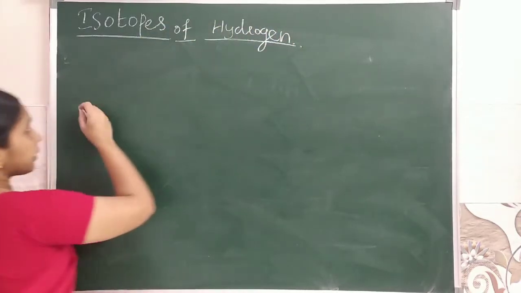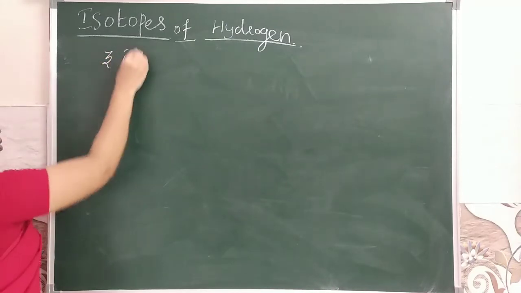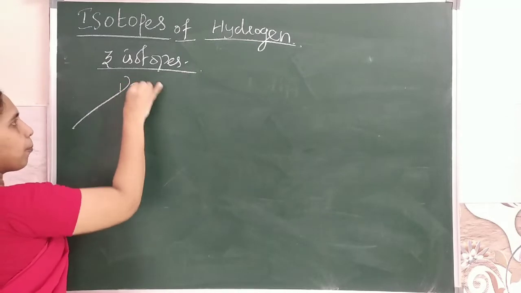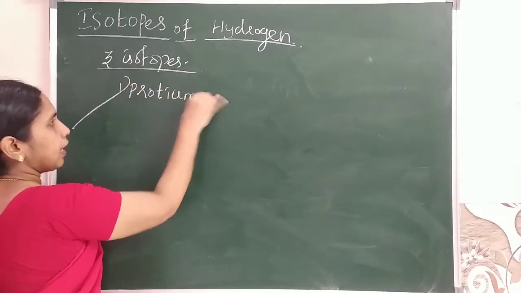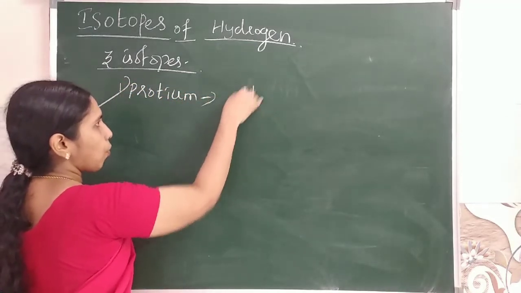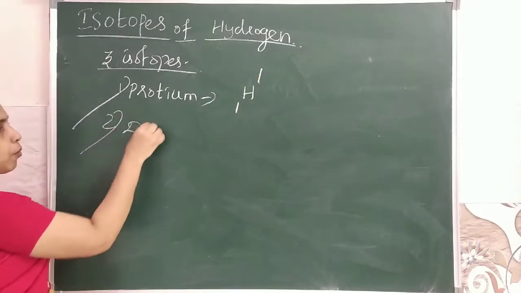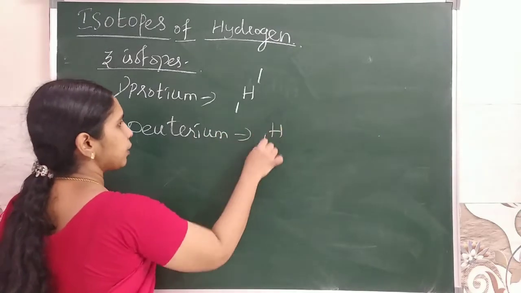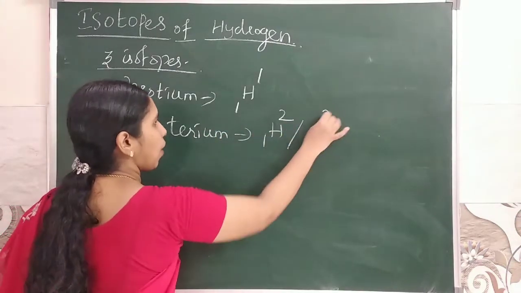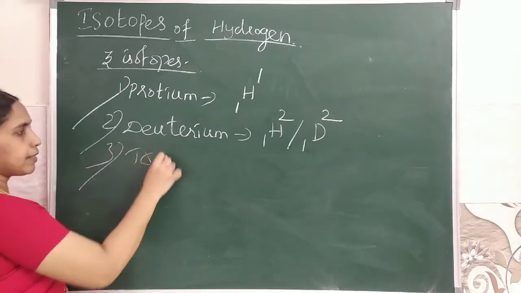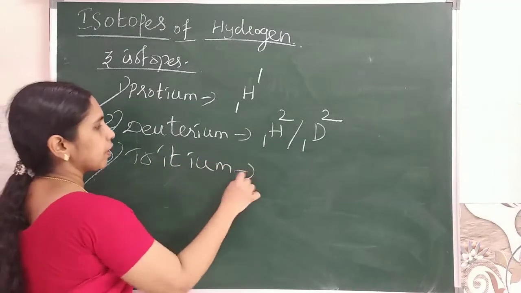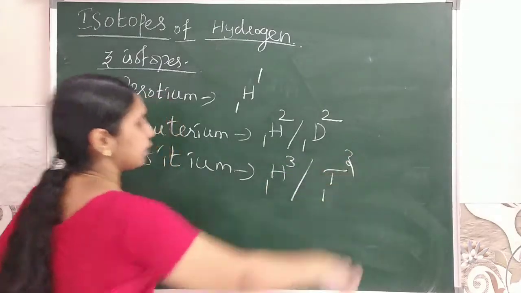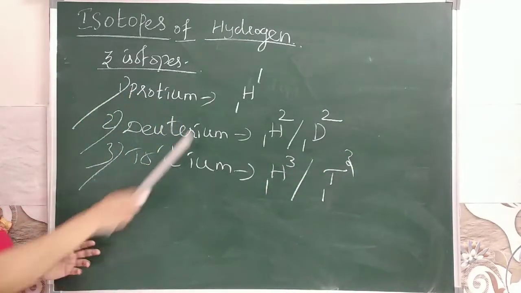Isotopes of hydrogen. There are 3 isotopes. What are the 3 isotopes? One is protium, symbol 1H1. The second one is deuterium, symbol 1H2 or D. The third one is tritium, symbol 1H3 or T. So, these are all isotopes.